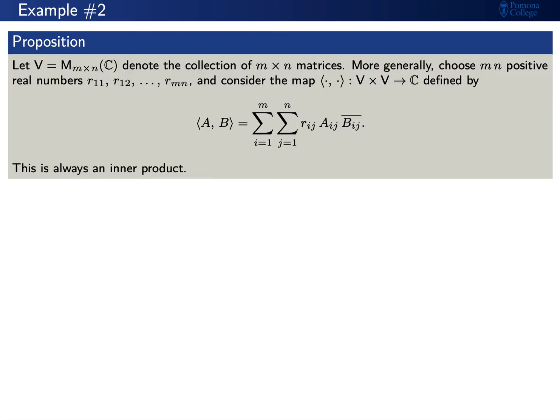Let's give another example. Now let's say that V is the collection of m by n matrices. Let's choose mn positive real numbers Rij, and let's consider the following map angle bracket on our collection of matrices. It will take two matrices A and B and return the following sum over all of the entries in row i and column j. That is, we have a sum here of Rij times Aij times Bij conjugate. The statement is that this is always an inner product.